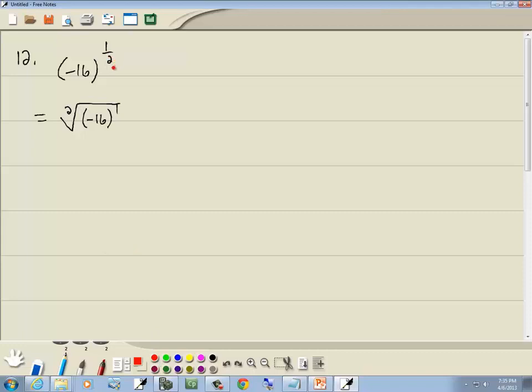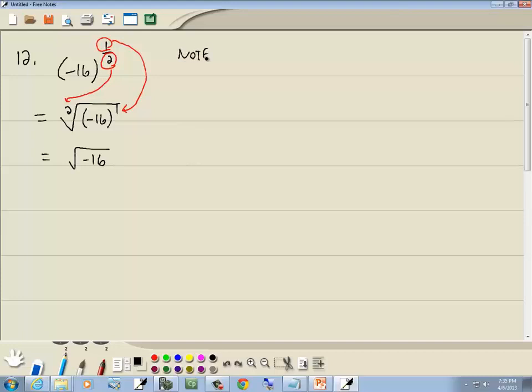Again, whatever number's on the bottom in your denominator is your index, and whatever's right here, you put right there. Which we know index of 2 is a square root, so this becomes square root, and the first power drops away. So we've got square root of negative 16.